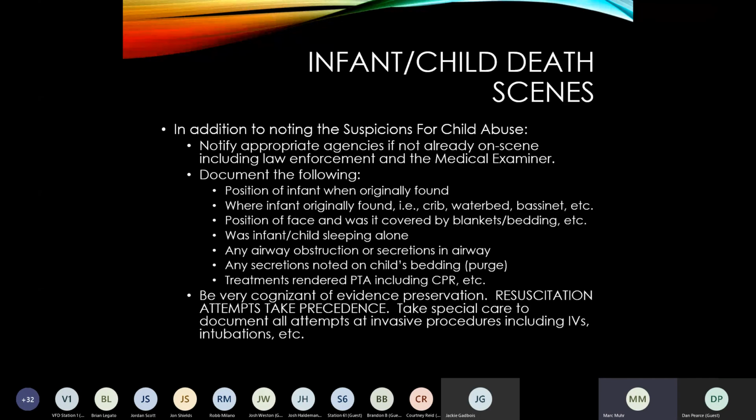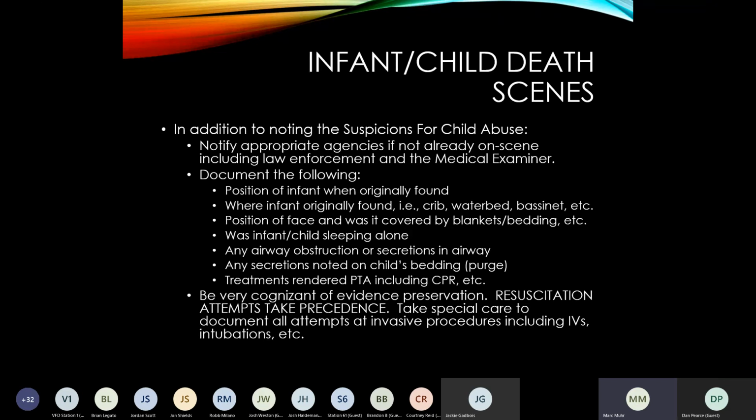Document the following. Most of this we've already noted and discussed. Note the position when originally found. What was the position of the face? Was it covered by stuff? Was there a bunch of things in the sleeping area? Were they sleeping alone? Like I said previously, oftentimes in these cases the infant may be sleeping with a parent or sibling.